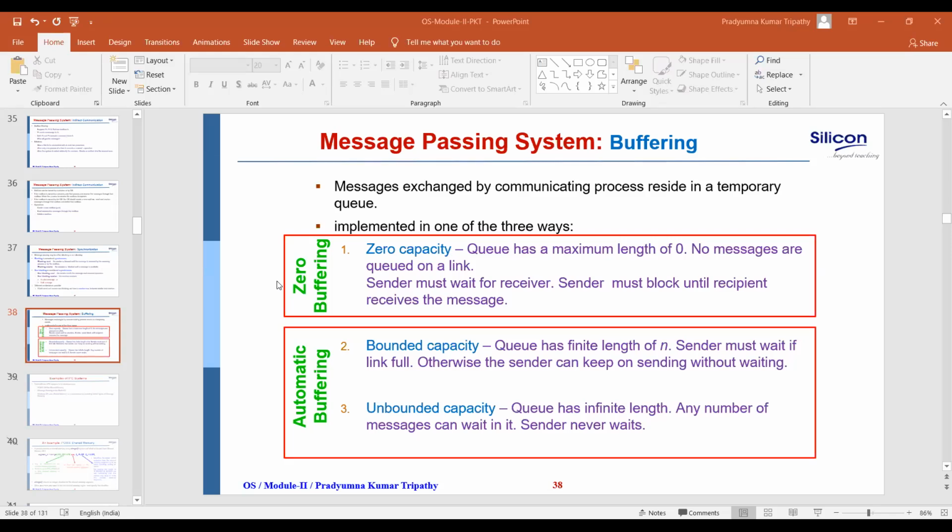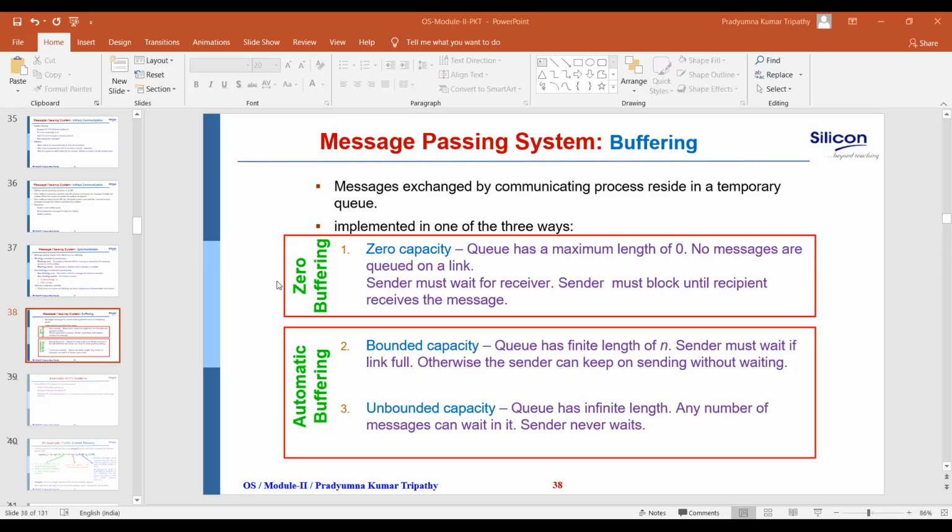Bounded capacity is what? Queue has finite length n. Sender must wait if link is full. That example we have taken in producer problem. A queue length is given, n number of items can be kept. When it has reached n, then there is a bound over here. Then it will say that link is full. Unless it is n, it will go on sending the messages. So producer will go on producing the elements unless n is reached.